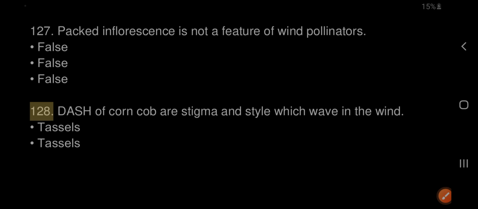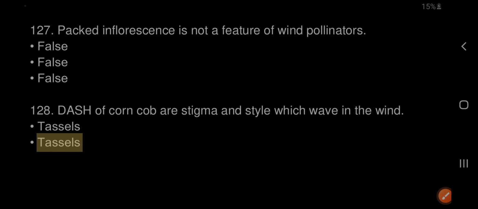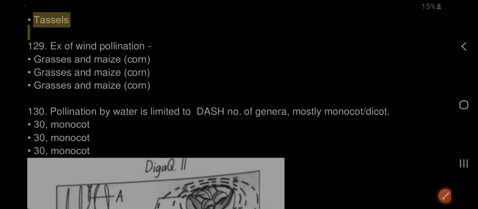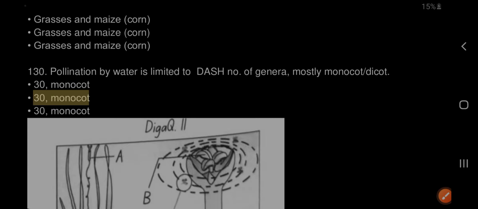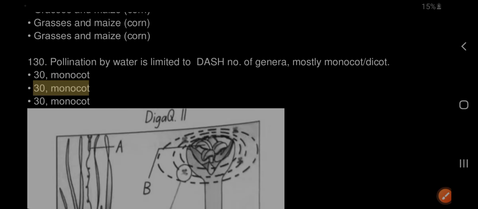129. Examples of wind pollination: grasses and maize, corn. 130. Pollination by water is limited to about 30 genera, mostly monocots. 131. Pollination by water in a plant is shown in the diagram.